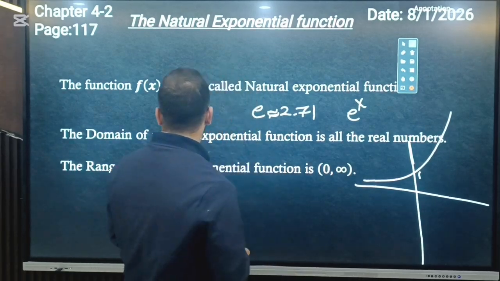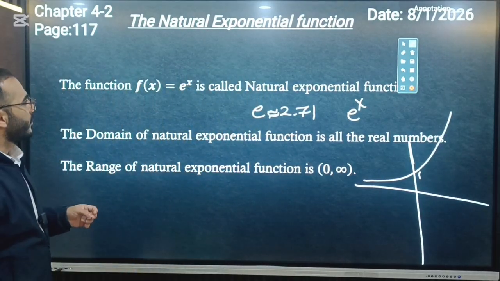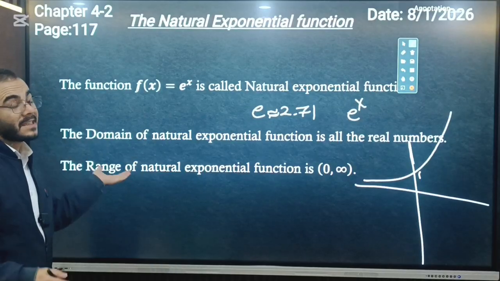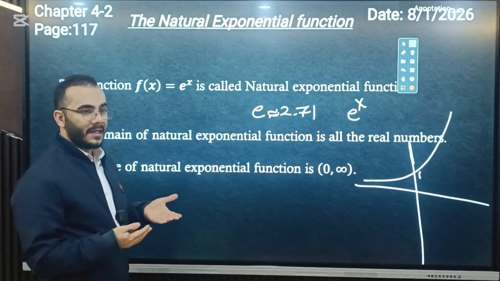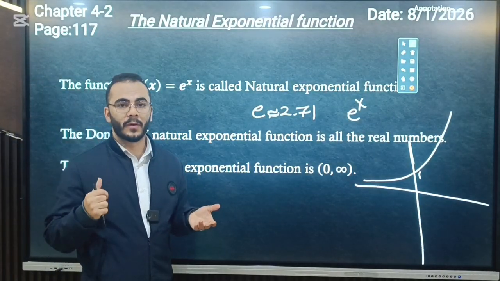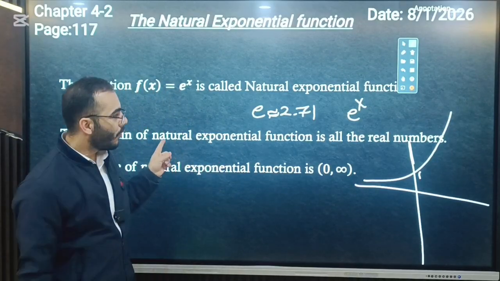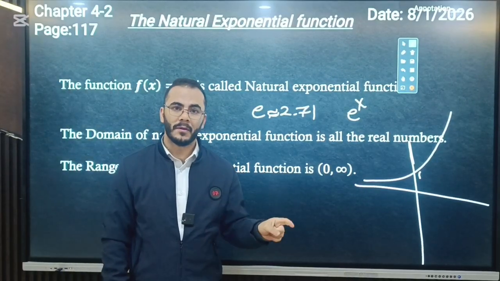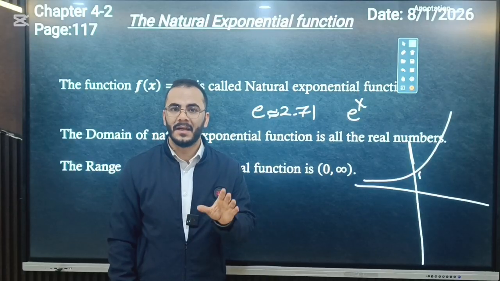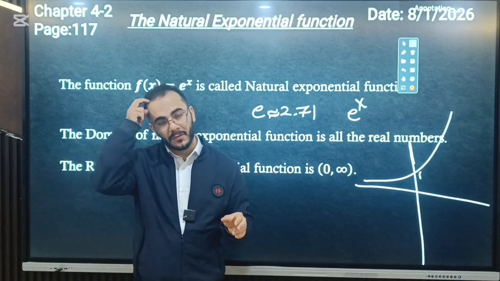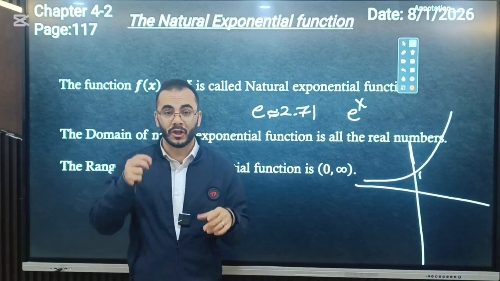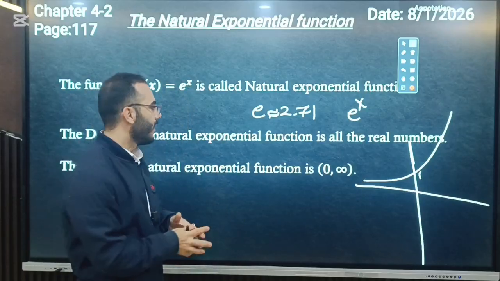Perfect. And what else about the natural exponential function? Since it is an exponential function, we already defined its domain and range, and we said that the domain is all the real numbers. Why? Because x can take any number, all right? Positive, negative, 0, fraction, decimal, anything.